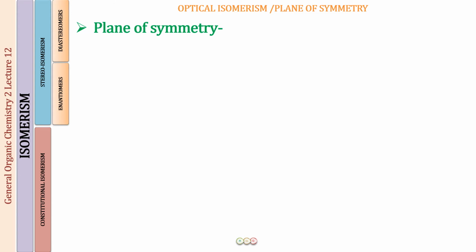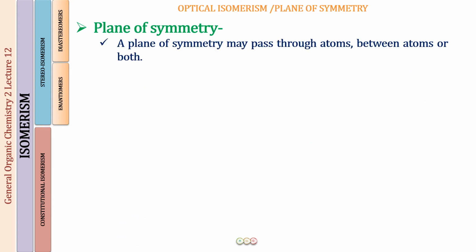So now in the plane of symmetry, what you have to remember is that it can pass through atoms, between atoms, or both. So the first molecule that I have for you is chlorodifluoromethane. There is a carbon in the center which is surrounded by four groups. One is a chlorine, a fluorine, a hydrogen, another fluorine.